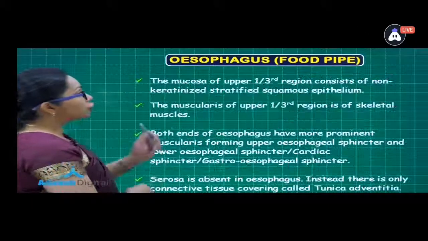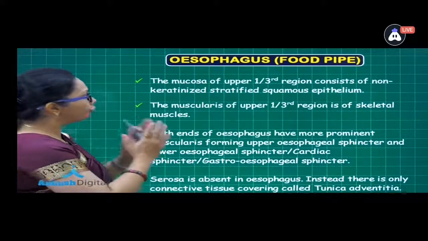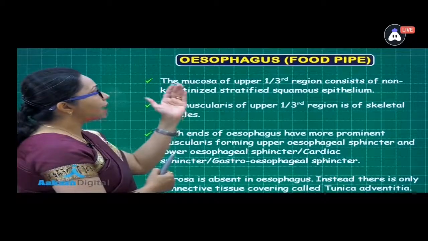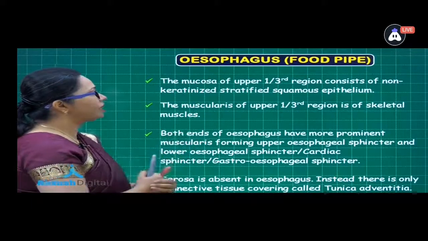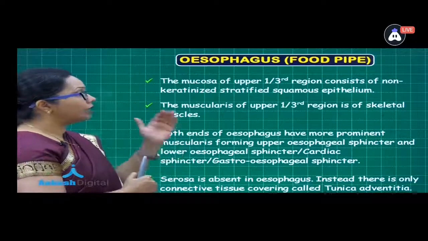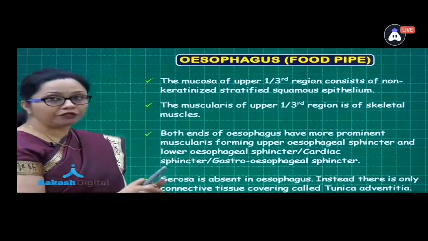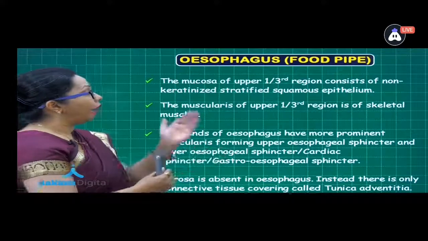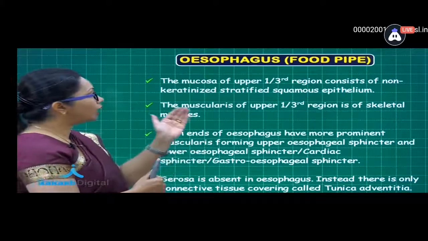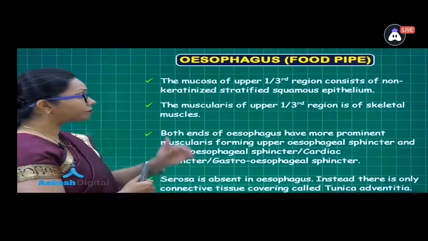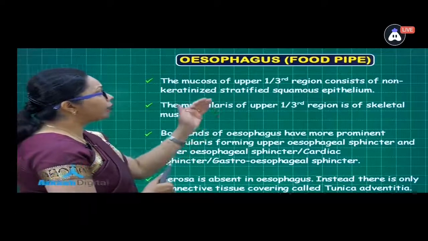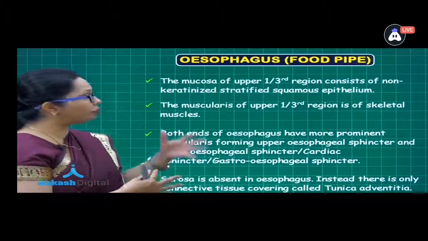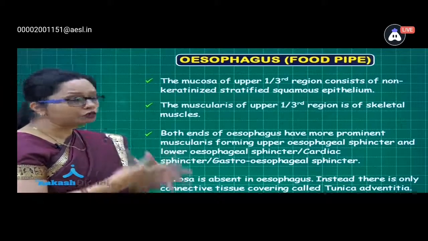Now, if we see the histology of this esophagus, there are a few differences. The mucosa, the innermost layer, has non-keratinized stratified squamous epithelium in the upper 1/3 region. While for the mucosa of the entire alimentary canal we had mentioned columnar and glandular epithelium, here the upper 1/3 part has non-keratinized stratified squamous epithelium. Another difference is that in the upper 1/3 part there are skeletal muscles, while the entire muscularis otherwise is made up of smooth muscles.